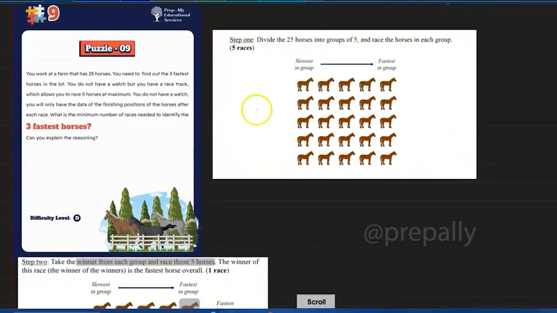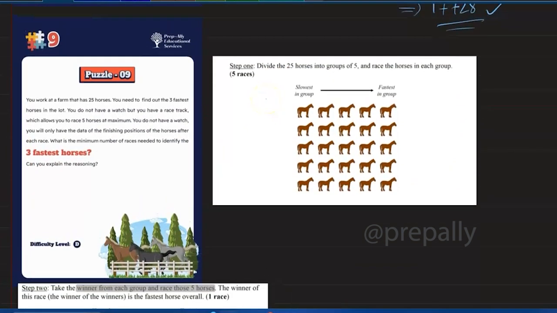Okay, so this one is the most difficult one, I think, in the booklet. You work at a farm that has 25 horses, and you need to find the three horses which are fastest. You do not have a watch, but you have a racetrack which allows you to race five horses at maximum. You do not have a watch.